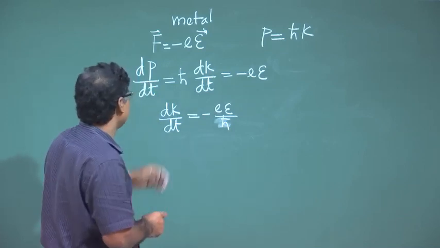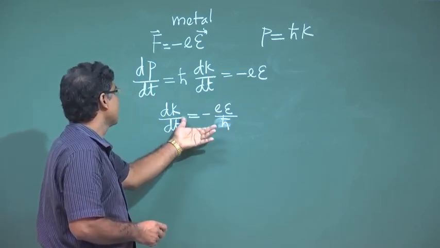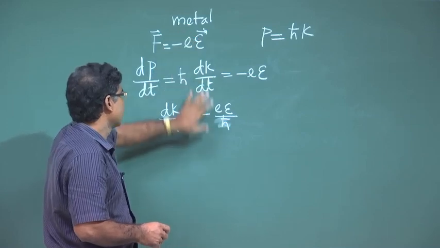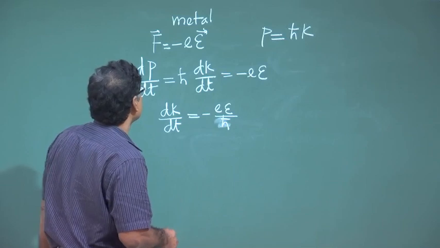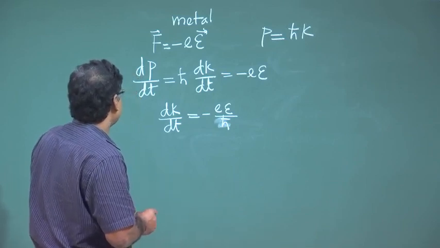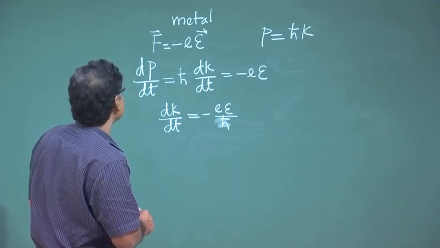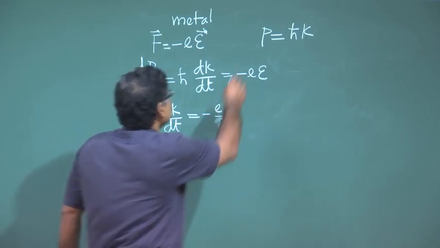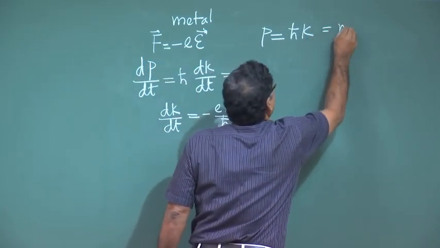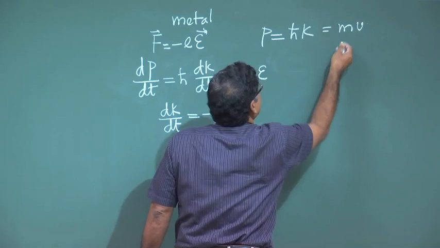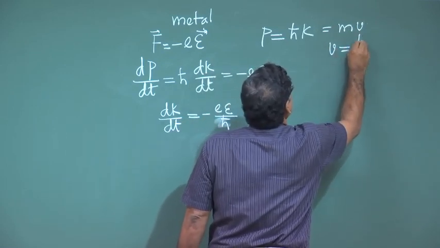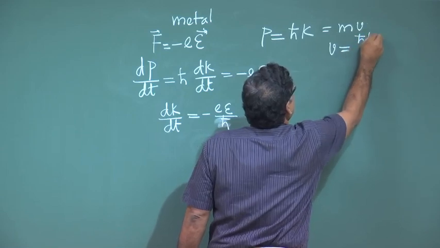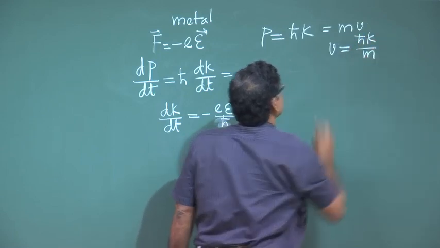Now, what happens if this electric field is applied? Because of this force, the electron will be in motion. And this dk by dt is basically, since p equals mv, this velocity v is equivalent to h cross k by m, right.